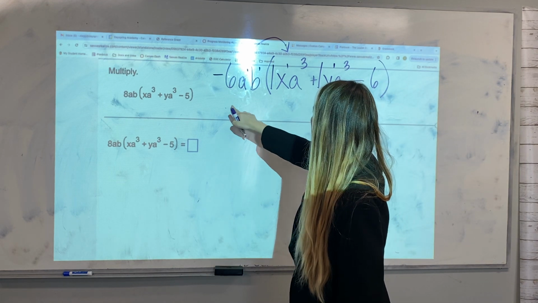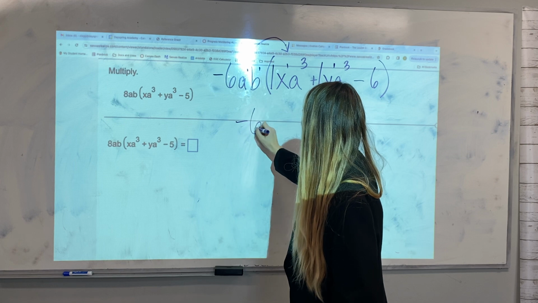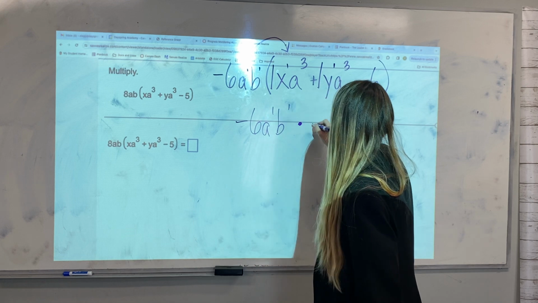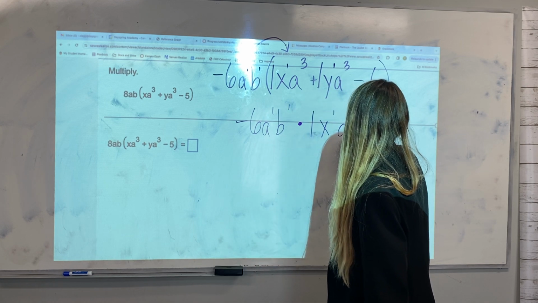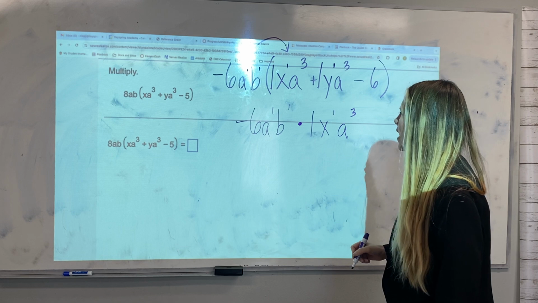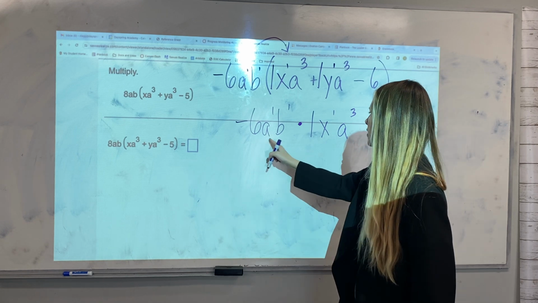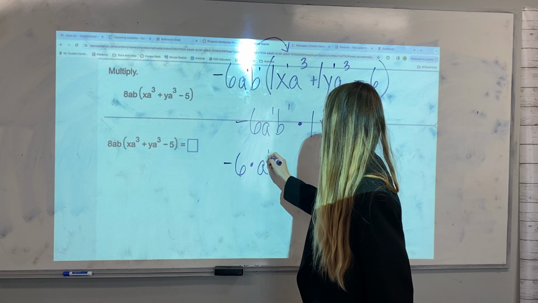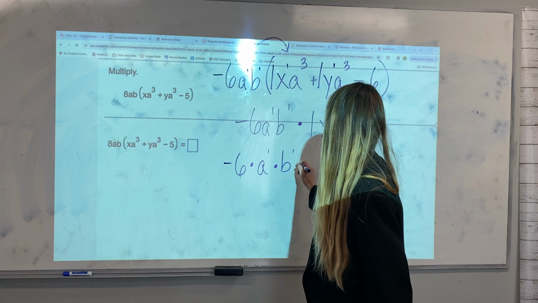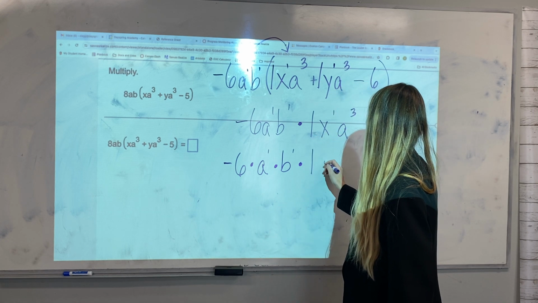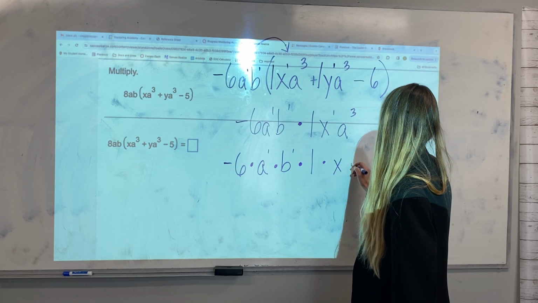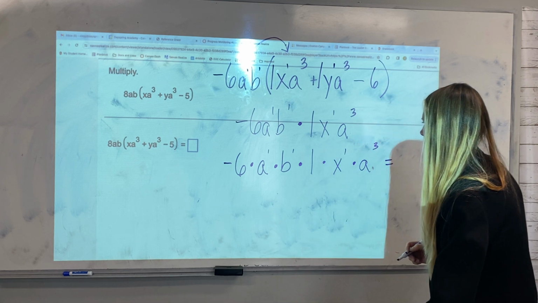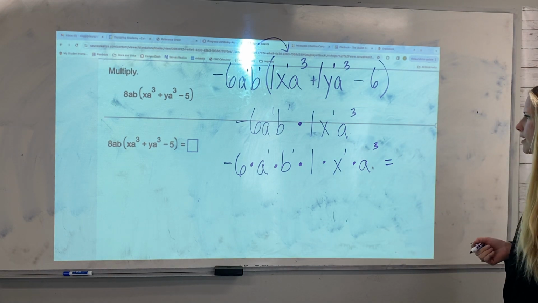Oh, you want to write it all out? Okay. So I'm going to first write out my term here. Negative 6a to the first, b to the first. I'm going to write times this term. 1x to the first, a cubed. Then I'm going to write it again, and I'm going to show that everything is being multiplied together. So I'll write negative 6 times a to the first times b to the first times 1 times x to the first times a cubed. Nothing wrong with doing it that way. Seeing it nice and clearly.